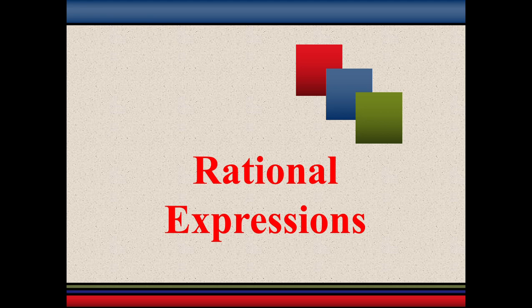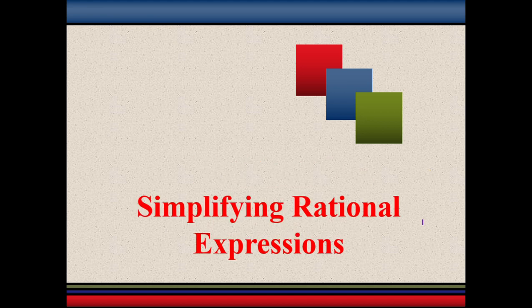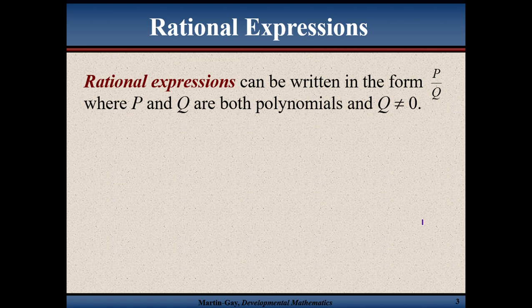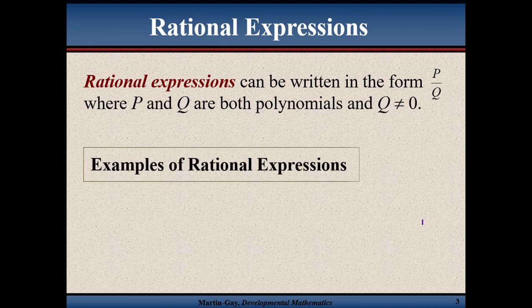Okay, so now we are going to discuss rational expressions. First, we have the topic of simplifying rational expressions. Rational expressions can be written in the form of P over Q, where P and Q are both polynomials, as long as Q is not equal to 0.